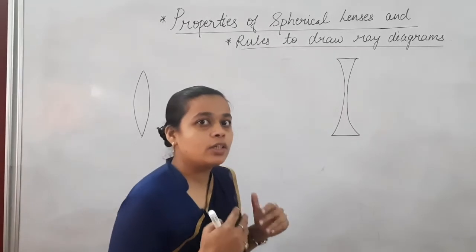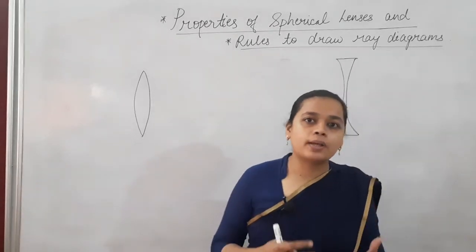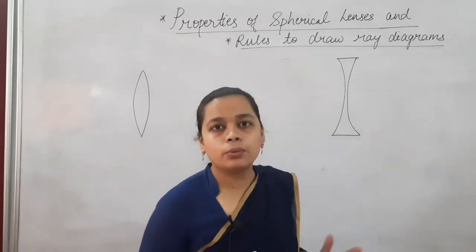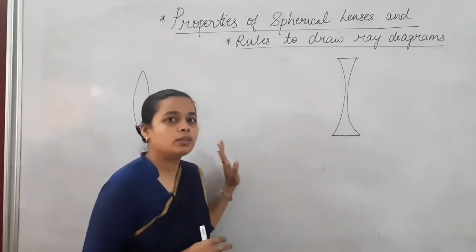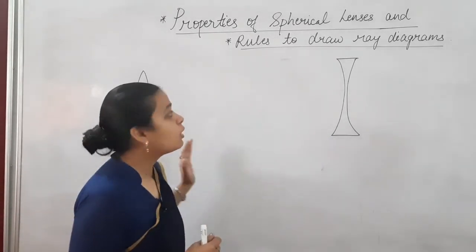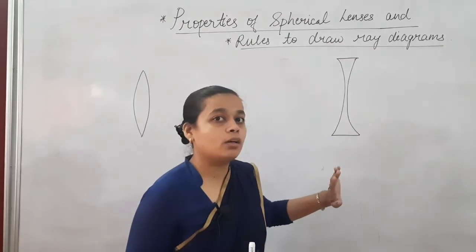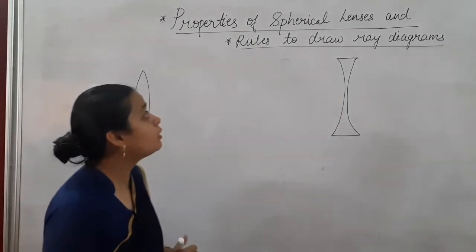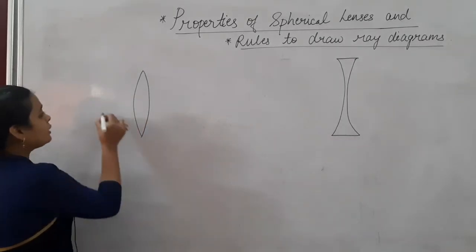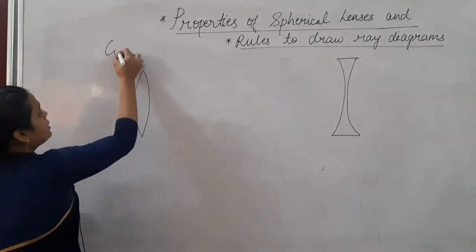As you have already studied in the context of spherical mirrors, similarly you need to know various terms that will be used in drawing ray diagrams using spherical lenses. Firstly, this is a convex lens.